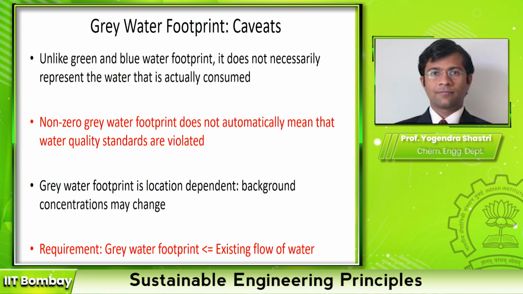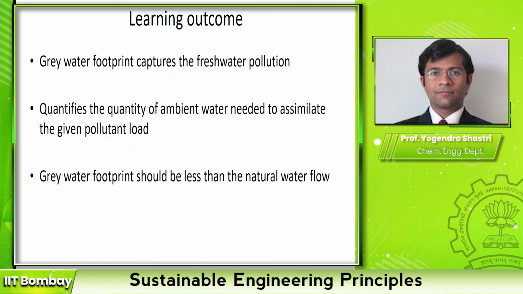And the requirement is that the grey water footprint should be less than or equal to the existing flow of water. So whatever water footprint that you get, if that number is less than, let's say, the flow of a river, and you are discharging the pollutant into a river, as long as the river flow rate throughout the year is more than the grey water footprint, then it is acceptable. So the important learning outcomes of this module are: we learned the concept of grey water footprint.